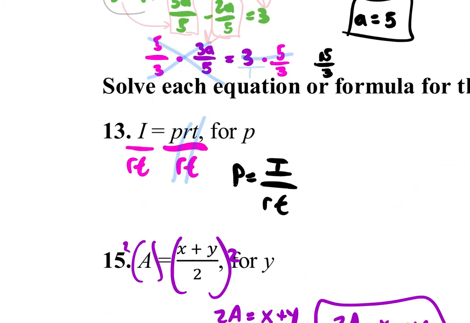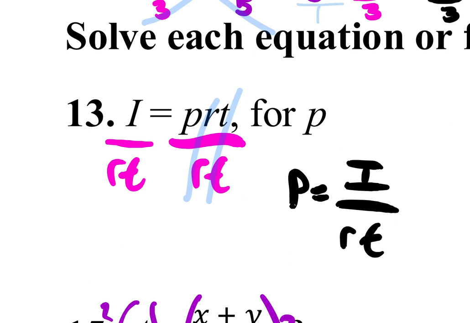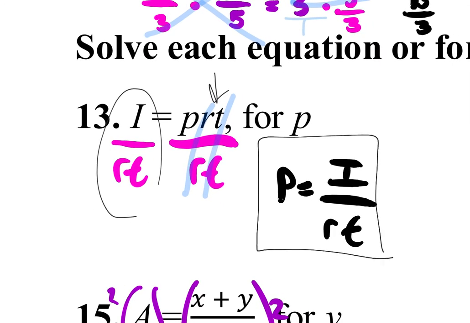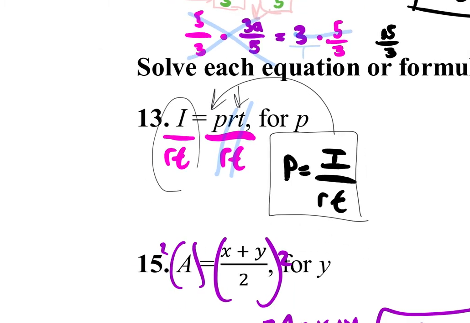So on 13, they wanted us to solve for p. So we had to look and recognize that p is being multiplied by both r and t. So the opposite of that is to divide both sides by r and t. Cancels out r and t, getting p by itself, leaving this as the answer for what p is equal to. And this is the exact same formula as the original equation. It's just now been solved for p.